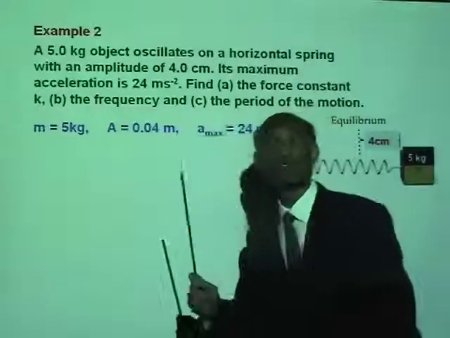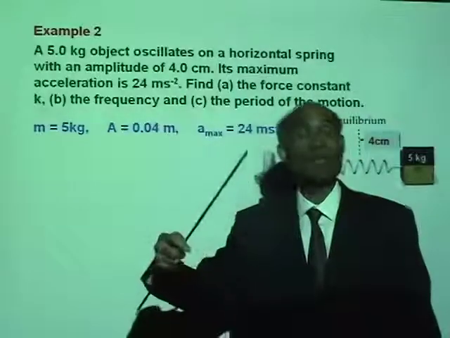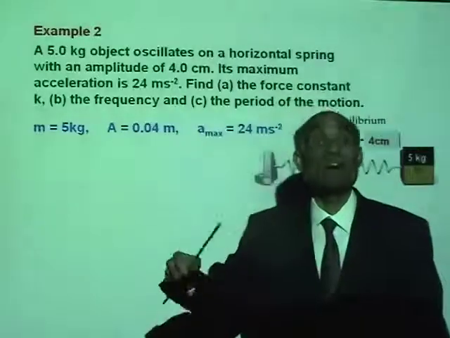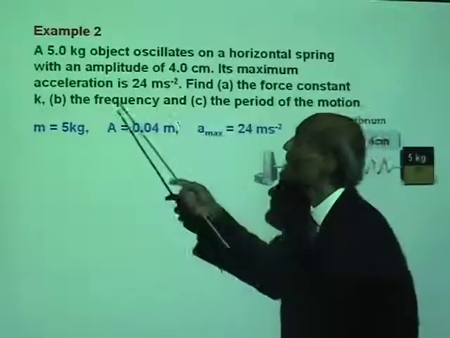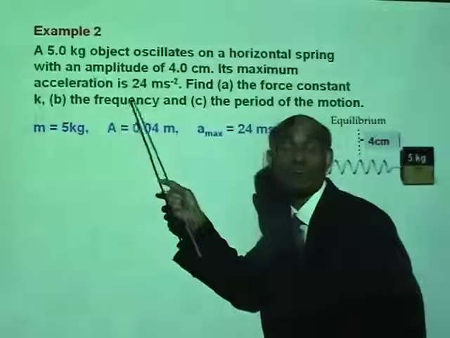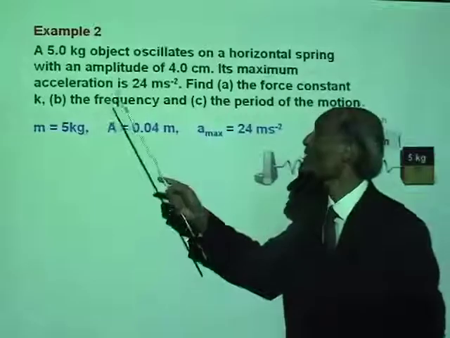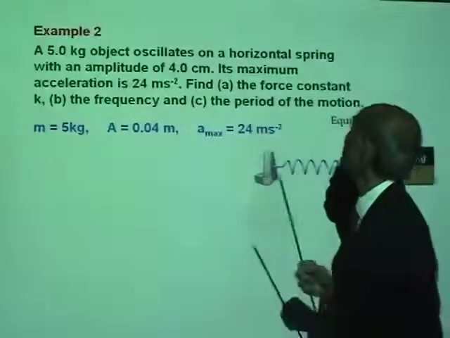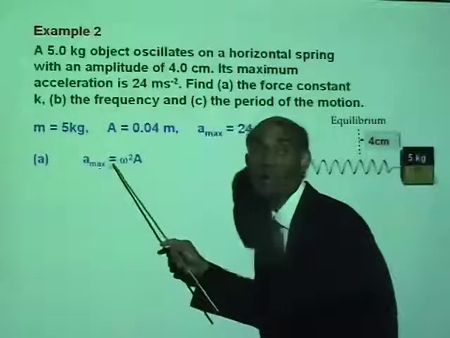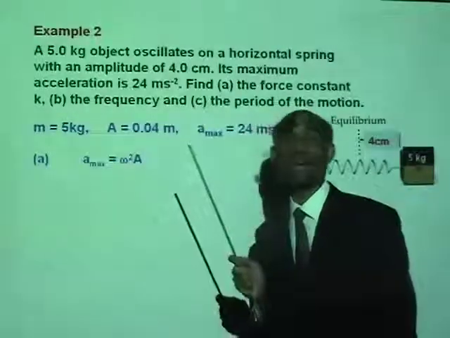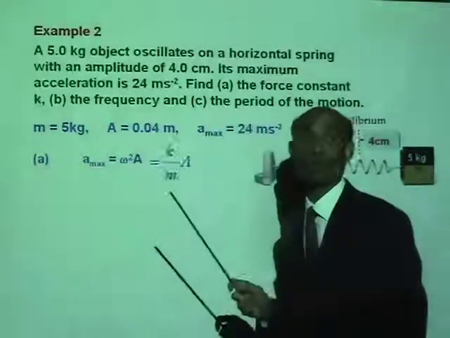Now, once you know the maximum acceleration, you can use this equation, A omega squared, and find the value of omega. Once you find the value of omega, you can find frequency. Why? Because omega equal to 2 pi f. And once you have the frequency, you can find the period, and so on. Alright? A max equal to omega squared A, and you know the value of A max, 24.